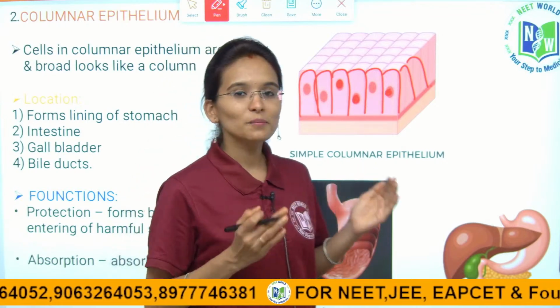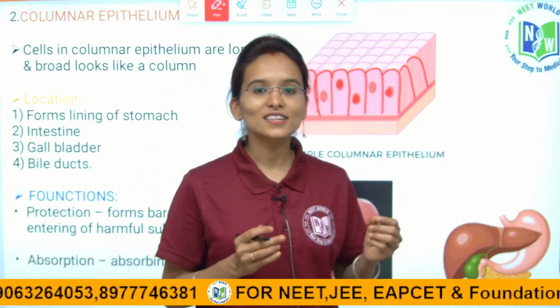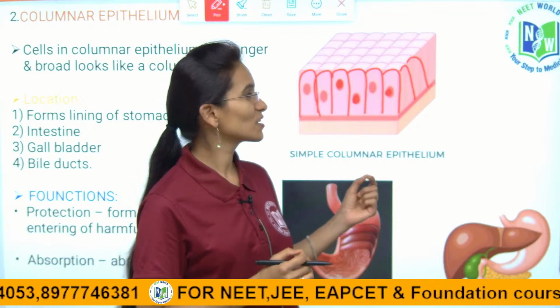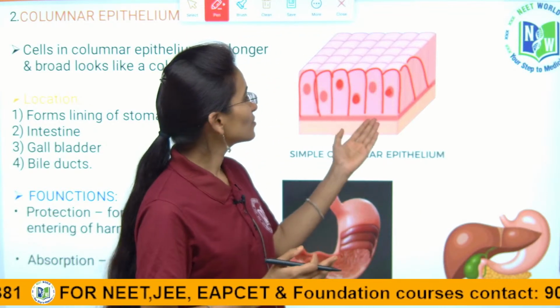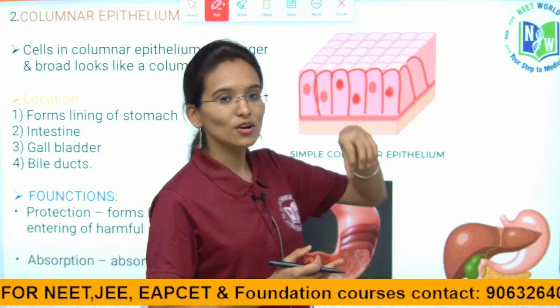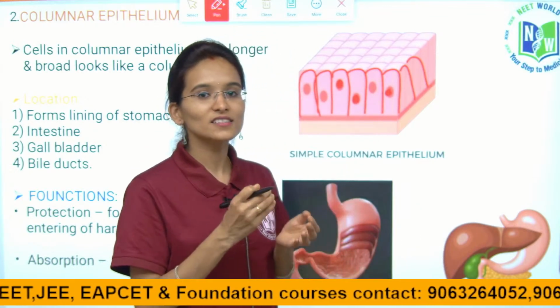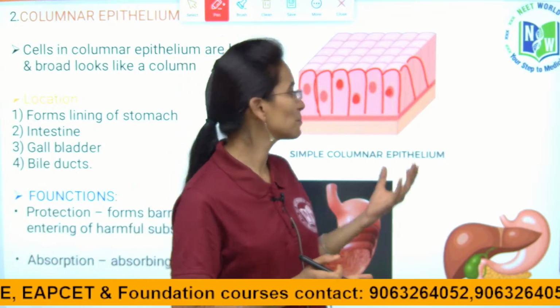So, columnar epithelium is simply the cells in these tissues being elongated and somewhat tubular in nature, and they give the appearance of building blocks. Okay, they give the appearance of block like structures which are present.